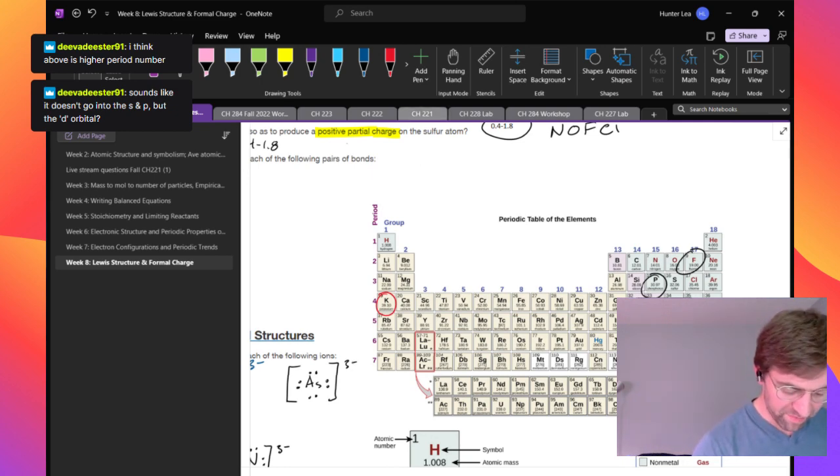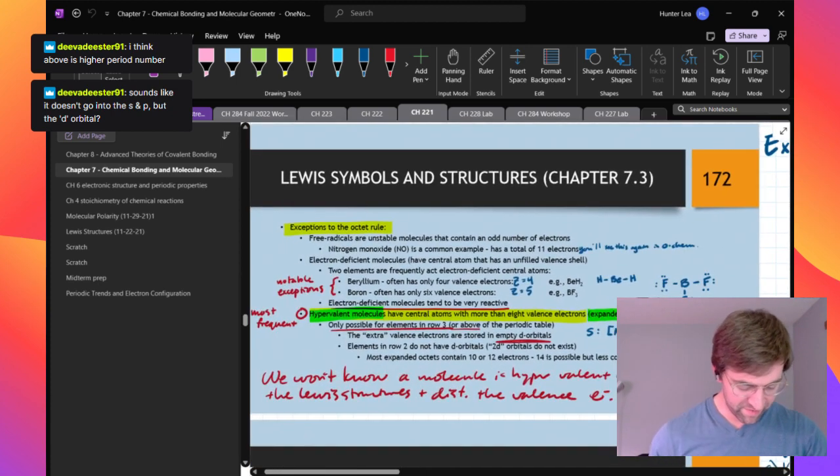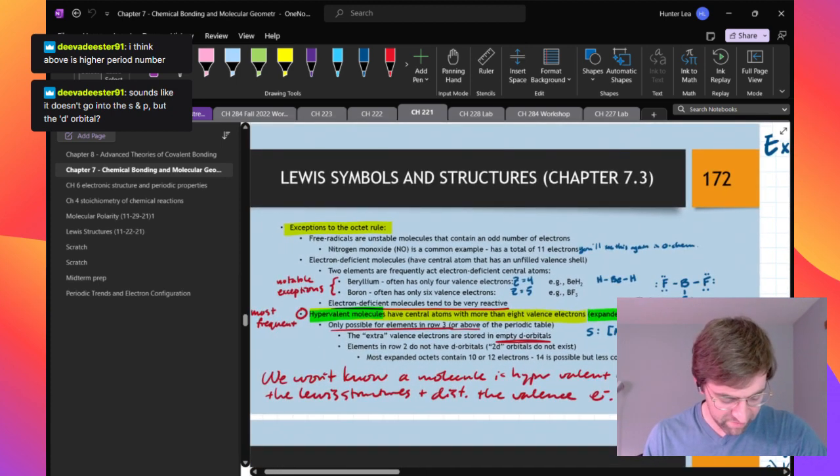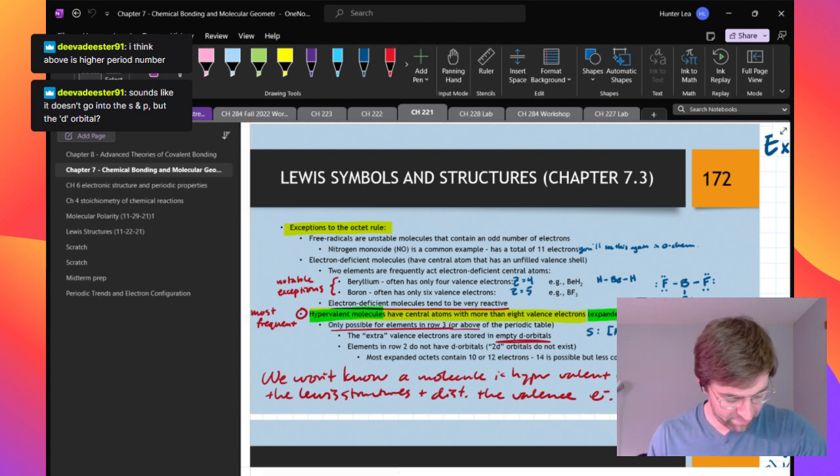Yeah, that's what I'm reading from this lecture slide, which should be exactly what you have. Only possible for elements in row 3 or above of the periodic table. The extra valence electrons are stored in empty d orbitals. Elements in row 2 do not have d orbitals, and so there's nowhere for them to go. Most expanded octets contain 10 or 12 electrons. 14 is possible, but is less common.